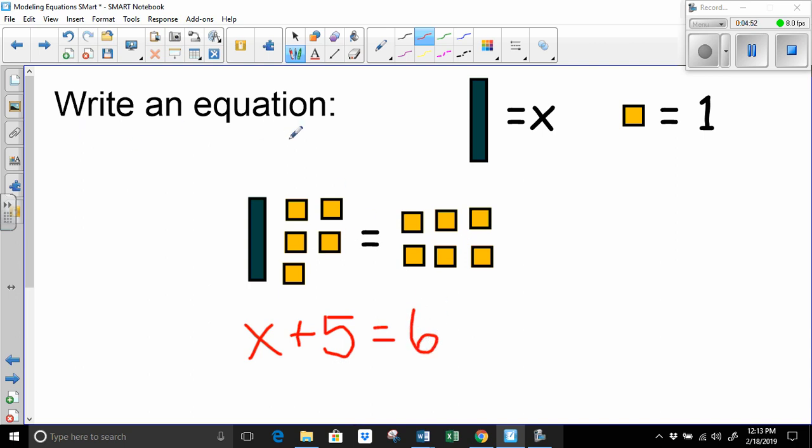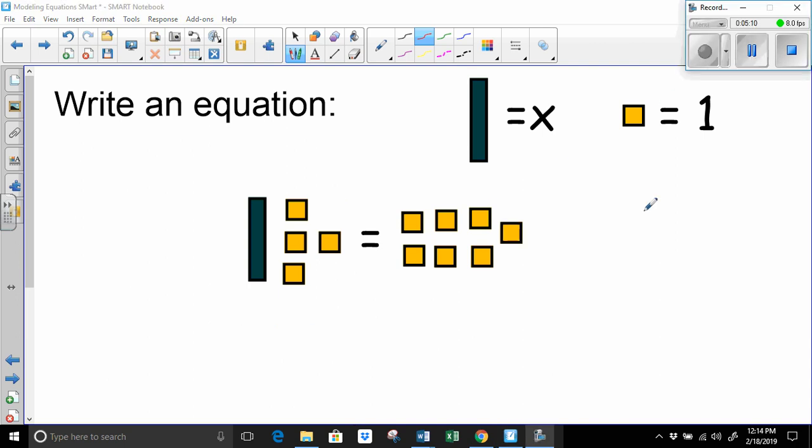So when we're writing an equation, we just look to see how many bars we have. And then if there's anything attached to it, we would add it. So plus 1, 2, 3, 4, 5. And that equals our 6 little units. So x plus 5 equals 6 would be our equation.